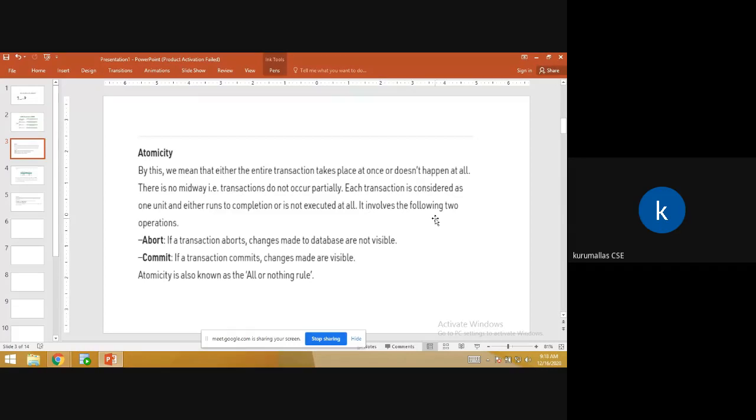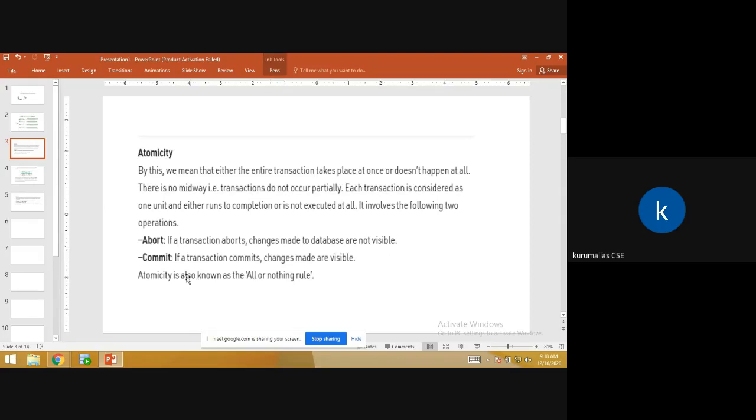It involves the following two operations. One is the abort operation, one is the commit operation. Okay, abort means if the transaction aborts, changes made to the database are not visible. If it is debited, it is not credited to the B account, that is not visible. Okay, we have to abort the transaction. When aborting the transaction, the database should restore the previous data, right?